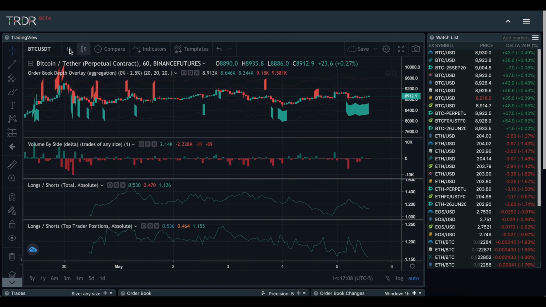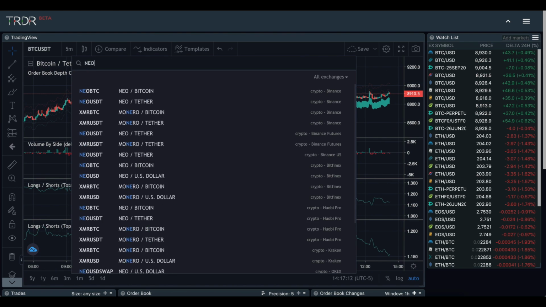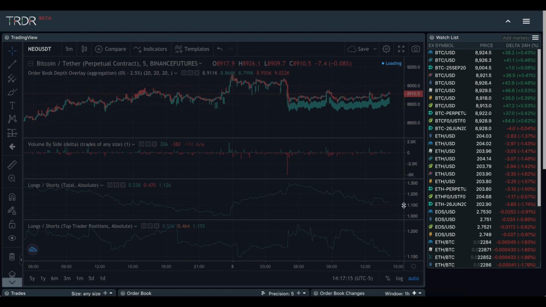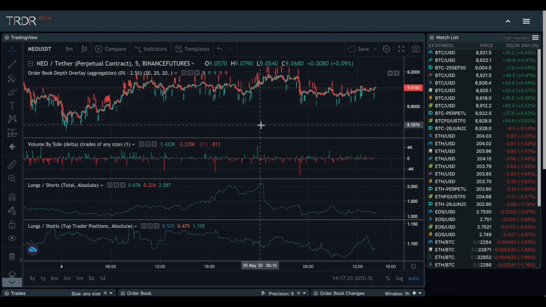Now let's go look at another coin, because Bitcoin isn't everything, even though sometimes it feels like it. Let's go look at NEO. Let's go look at NEO on Binance Futures. We're going to see what the top guys are doing on NEO and what the overall crowd is doing on NEO, right? So there's a lot going on here.